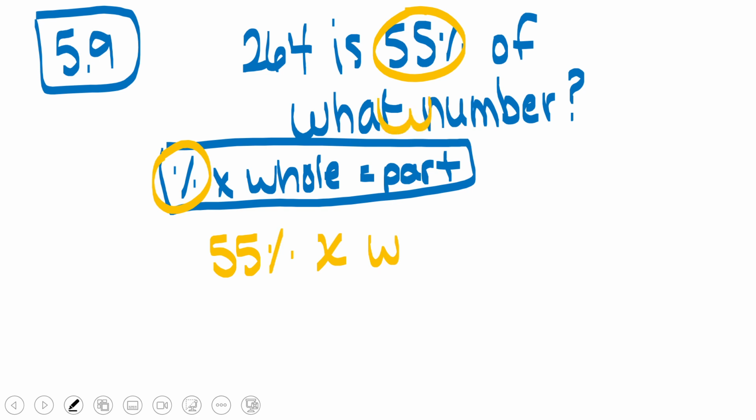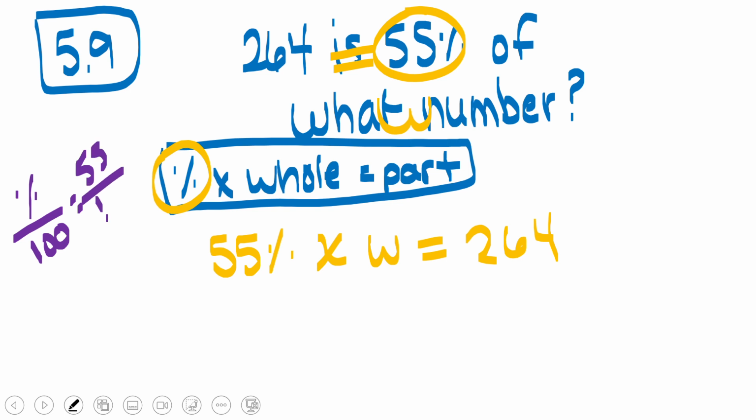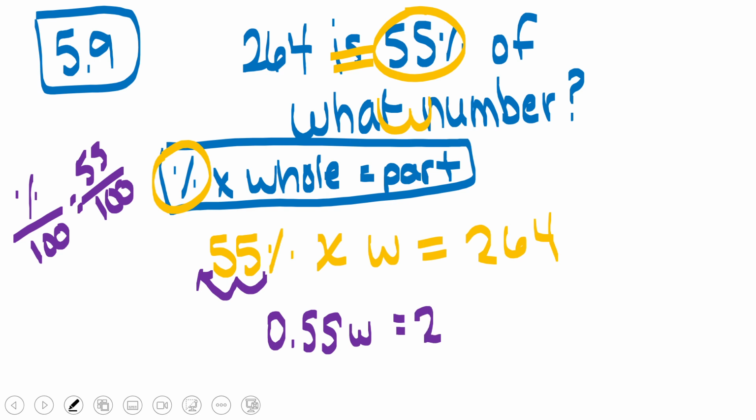We don't know what number is the equals part. 264. Your equation emerges. We're going to convert 55% by dividing it by 100. Percentage over 100 does that. And we're going to divide that out by 100, which means our decimal's sitting here. We're going to move it to the left 2 places. And if that is true, then we're going to have 0.55W equals 264.